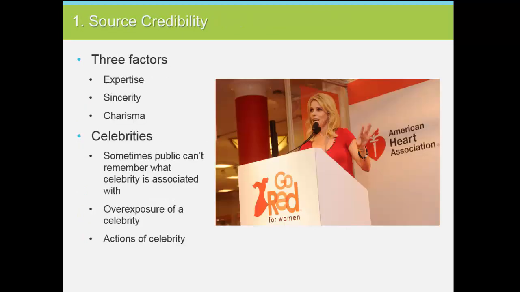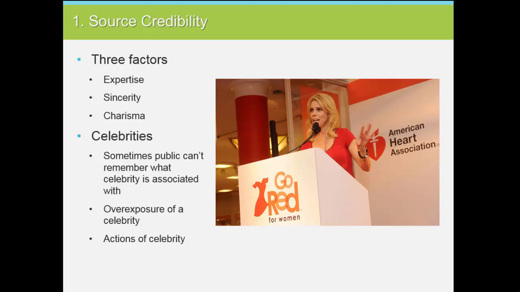Let's start with the who, or the sender of the message. Public relations campaigns want to use sources or spokespeople that offer credibility. 3 factors that give a person credibility are expertise, sincerity, and charisma.